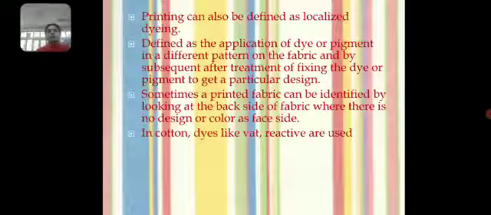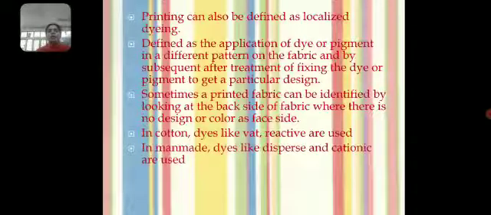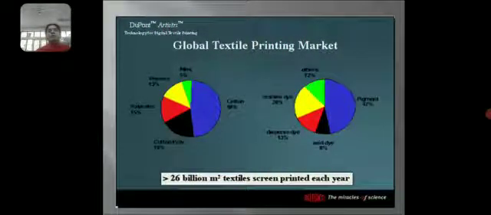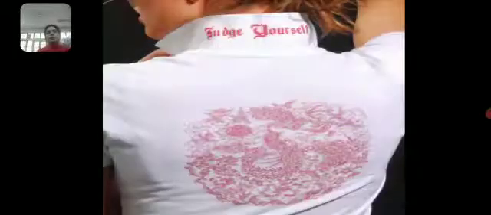In cotton, dyes like wet reactive are used. In man-made fibers, dyes like disperse and cationic are used. Here we can see the global textile printing market, how the market is. Mainly pigments are used for dyeing, and the maximum printing is done on cotton.